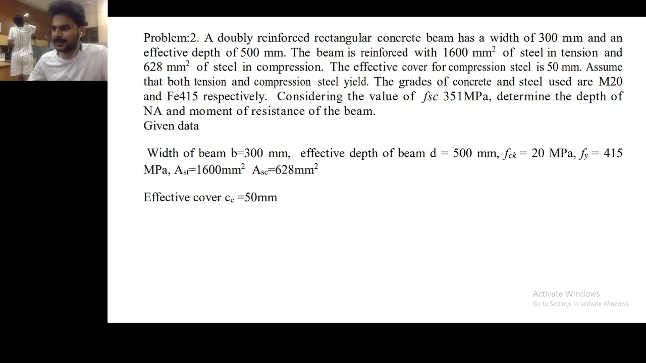Anyone got the neutral axis? Anyone? Okay, we will move forward and we will see what is the neutral axis first, and then what is the moment of resistance of the given beam.